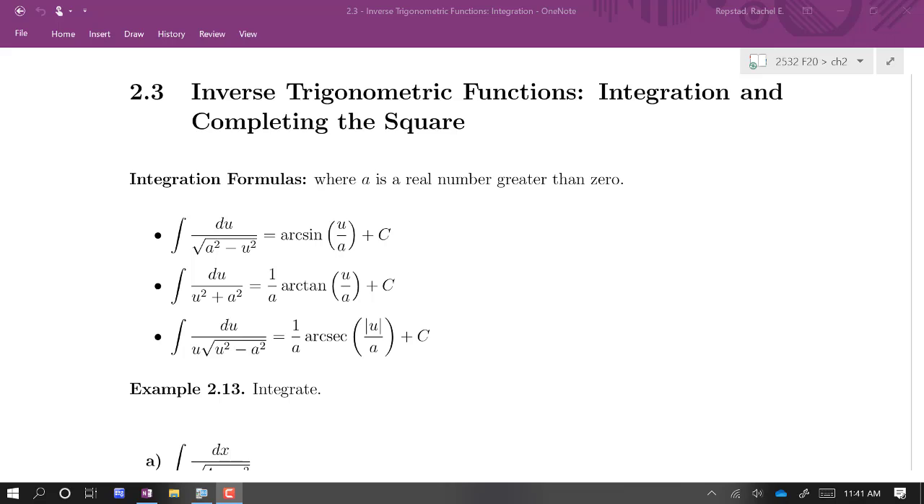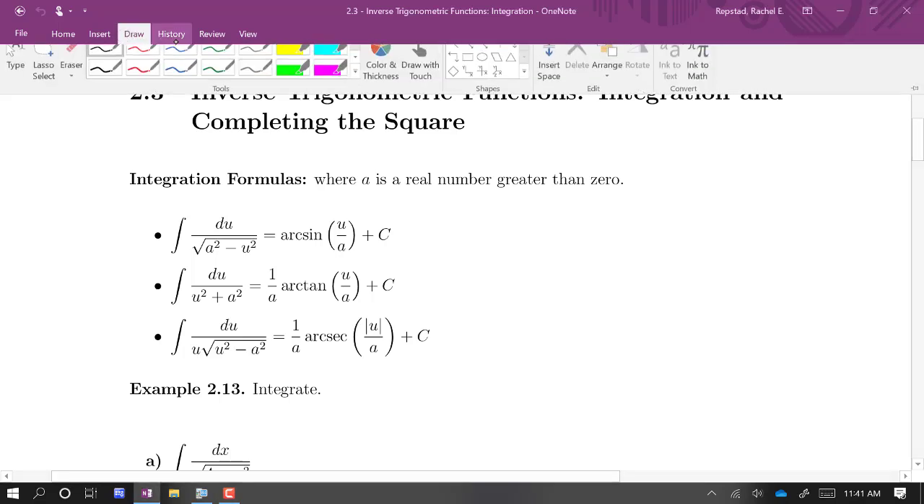The first one, we have the integral of du over the square root of a squared minus u squared is arcsine of u over a, plus a constant, of course. For the arctan function, that's du over u squared plus a squared. Note that there is no radical in that one, and that's 1 over a arctan of u over a. And then the second one is really pretty similar to the arcsine one. There are some important differences, though.